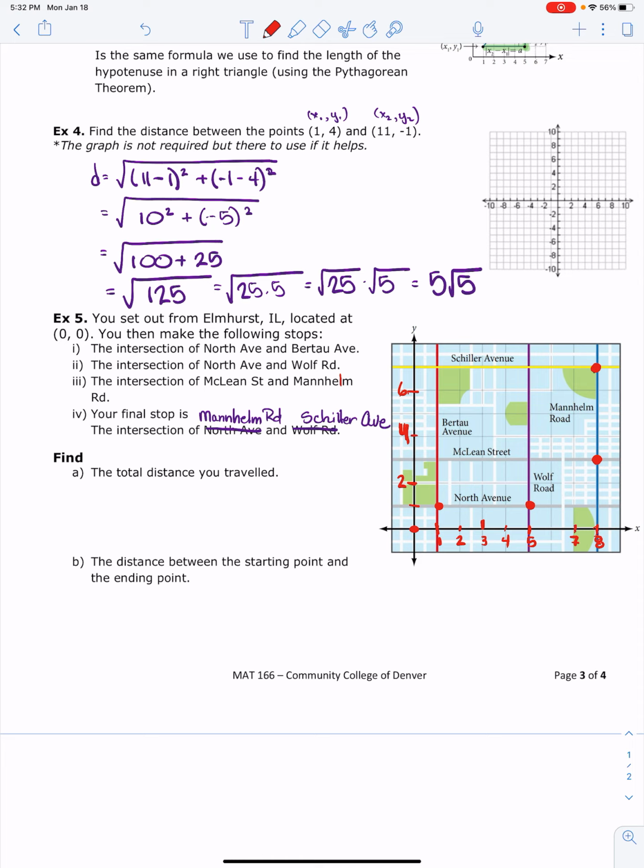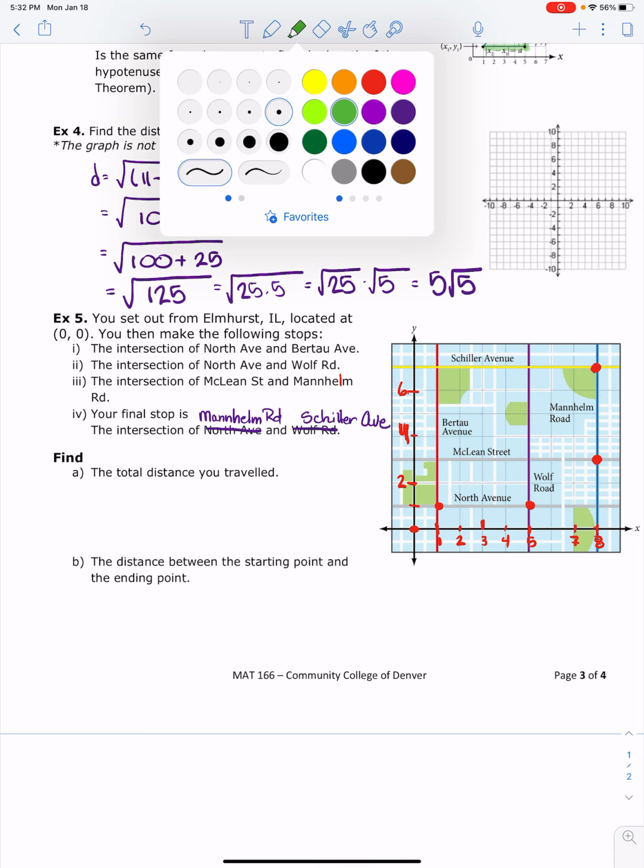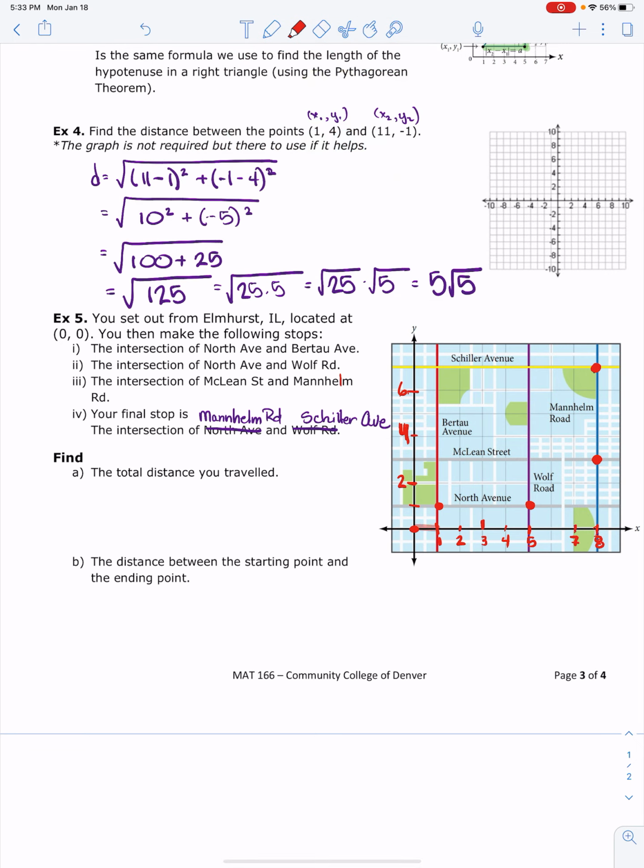Two different ways that we are asked this question. First, we want the total distance traveled. So straight line linear distance, each of these blocks. Here's 1. Let me go ahead and highlight this to make it better. So there's 1, 2, 3, 4, 5, 6, 7, 8, 9, 10, 11, 12, 13, 14, 15. So we have 15 blocks traveled along the roads.